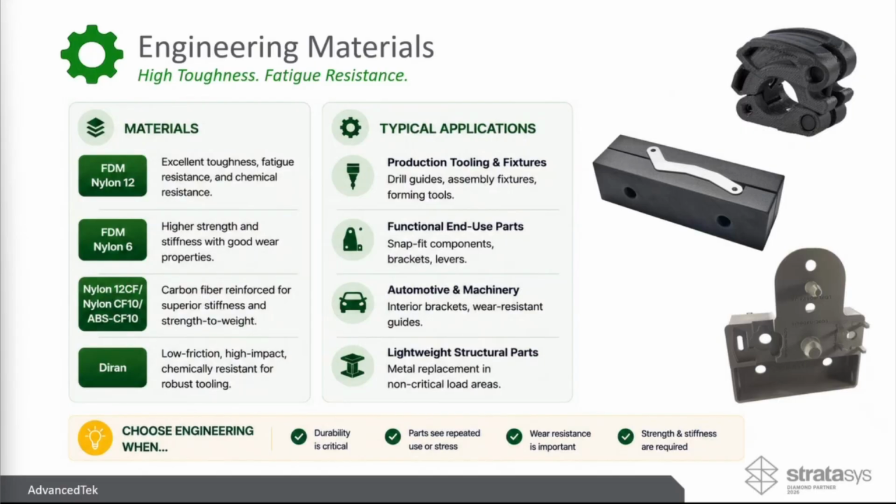And then lastly, your Duran. It's a low friction, high impact, chemically resistant, robust tooling material. It's a nylon-based thermoplastic, maintains a smooth, lubricious surface quality, great for jigs, fixtures, end of arm tools. Key tip when running this material is you want to dry it out, even when grabbing a brand new spool. That's helped me in the past when running this material.